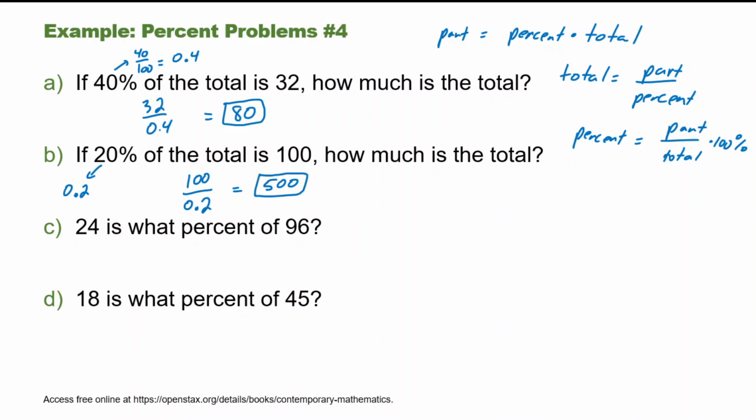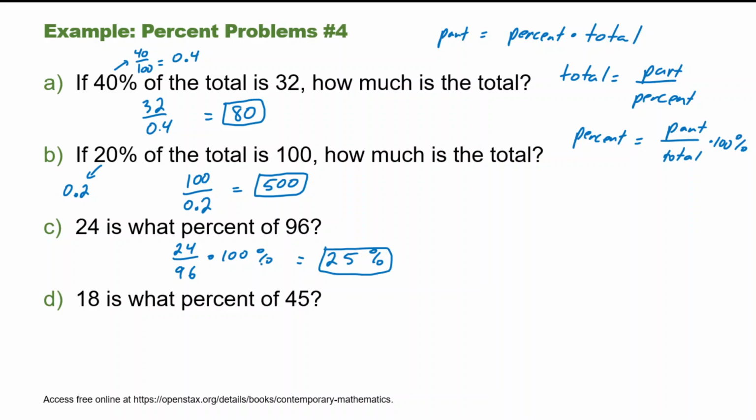Part C. 24 is what percent of 96? Well, using my reformulation over to the right, percent equals part divided by total times 100%. So the percent would be 24 divided by 96, because 24 is my part, 96 is my whole, times 100%. So 24 divided by 96 times 100 is 25. The answer to 24 is what percent of 96? 25%.